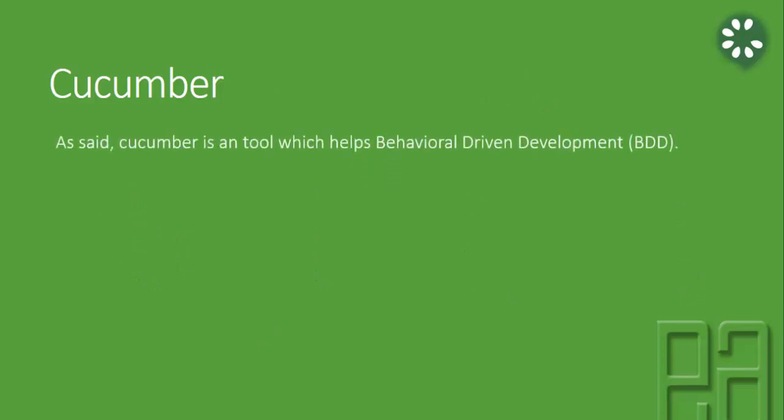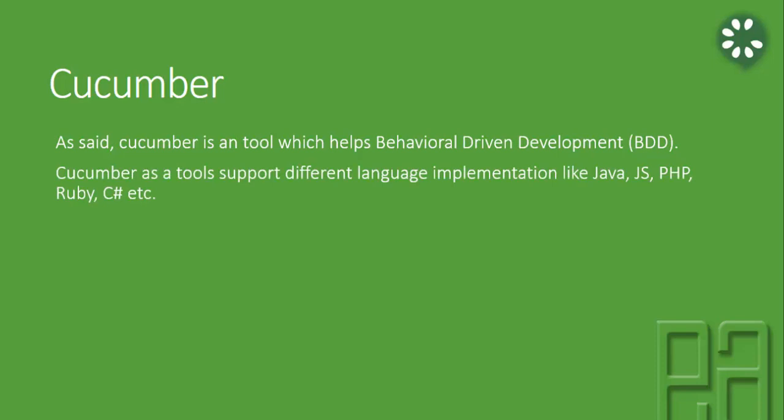Cucumber, as said, is a tool which helps behavior driven development. We discussed this in our previous video. Cucumber as a tool supports different language implementations like Java, JavaScript, PHP, Ruby, and C#. It's more like Selenium. Selenium has different language bindings like Java, C#, PHP, Perl, or Ruby. Similarly, Cucumber also has different language implementations like Java, JavaScript, PHP, Ruby, etc.